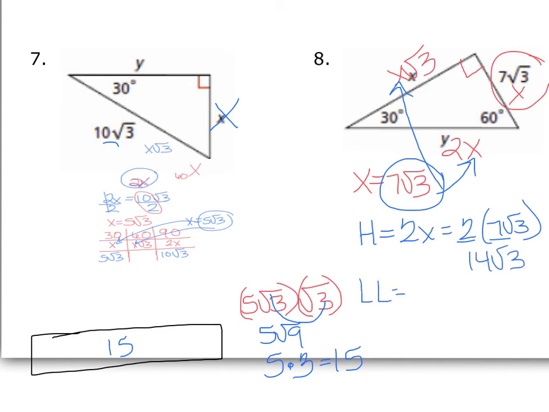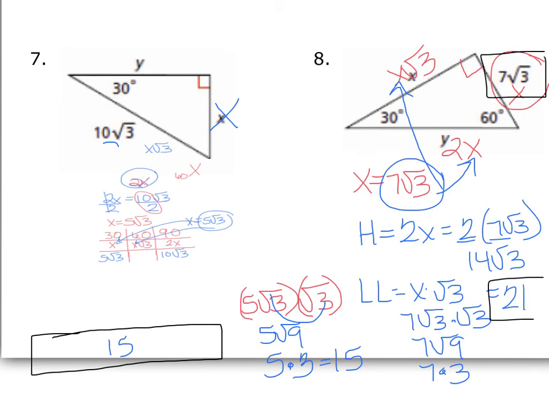The long leg is x times the square root of 3. So you have 7 square root of 3 times the square root of 3. Remember, we just did that over here, which is 7 square root of 9. The square root of 9 is 3. So we actually get 21. So here's the short leg, 7 square root of 3. The long leg is 21. The hypotenuse is 14 square root of 3.